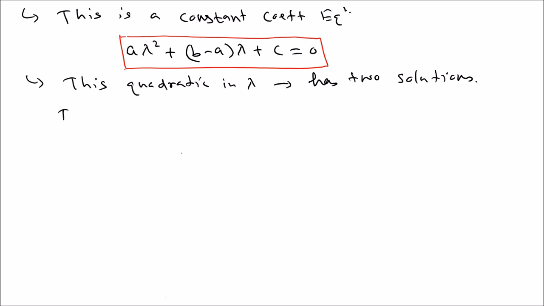If b minus a squared minus 4ac, that's the discriminant for this, is positive, there are two solutions. So this has two solutions. If you call them R1 and R2, those are two numbers you get. So this is the real distinct situation.